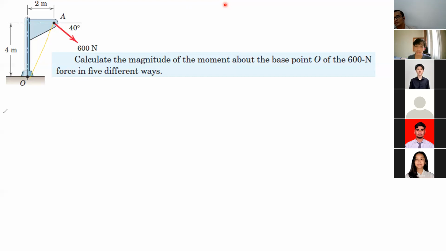In that case, there is a slight problem, Zafran, because OA is not necessarily perpendicular to the force. If you want to use simple multiplication, then you have to use the perpendicular distance, right? F multiplied by D, correct or not, Zafran? Yes, correct. But unfortunately, the angle here is not 90 degrees, so you cannot use simple multiplication there.